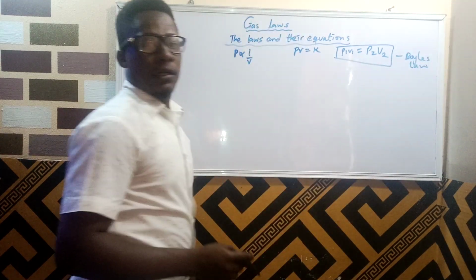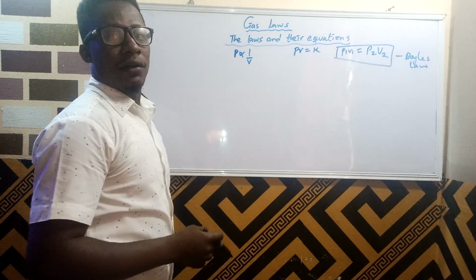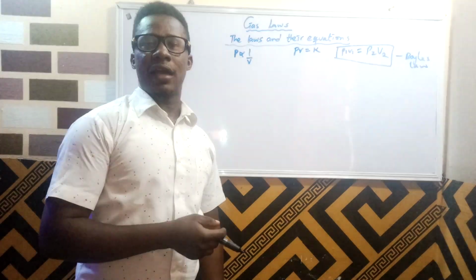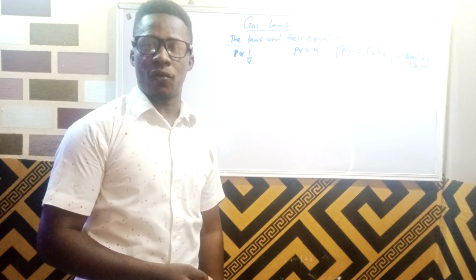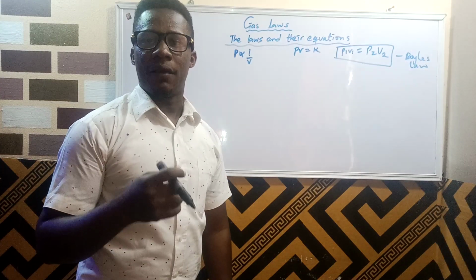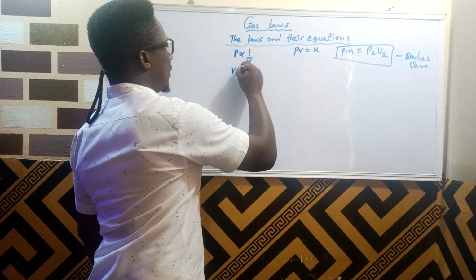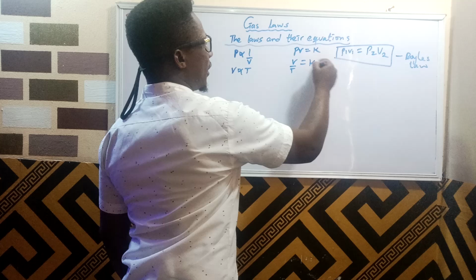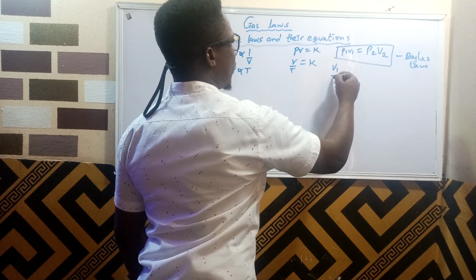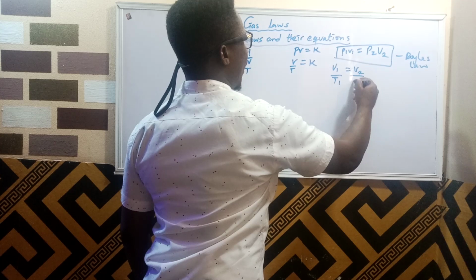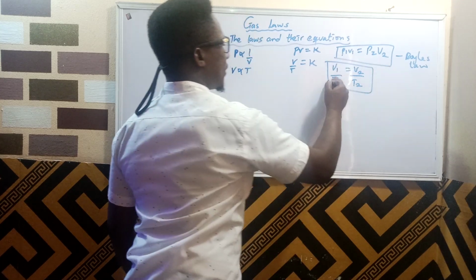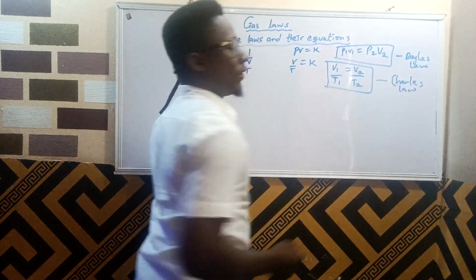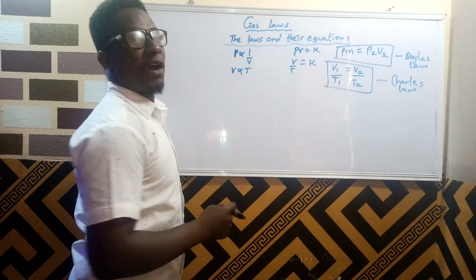Now for another one, Charles' law. Charles' law states that the volume of a given mass of a gas is directly proportional to the temperature at constant pressure. So V is directly proportional to T, and V over T is equal to K. Then you can have V1 over T1 is equal to V2 over T2. Mathematically, this is our Charles' law.